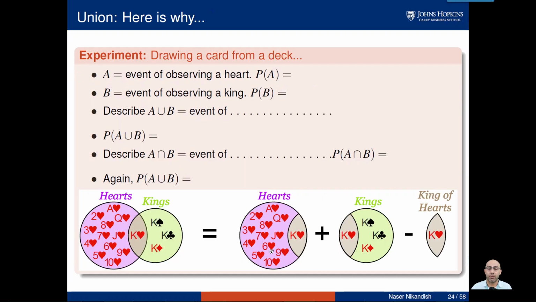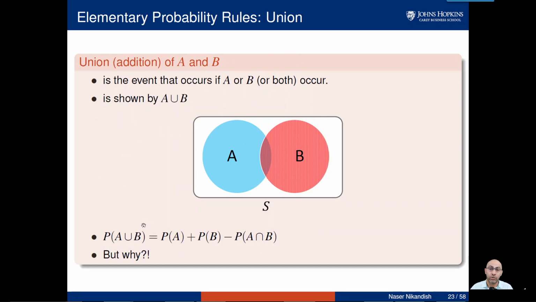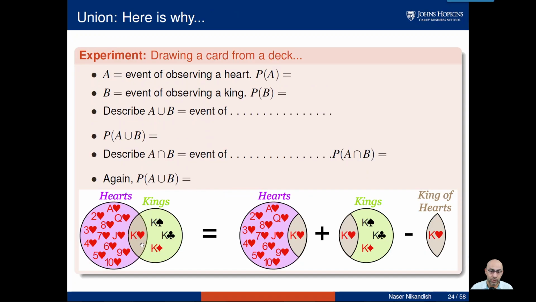Here is one example, all right? Again, event A is getting a heart, event B is getting a king. P of their union is going to be P of heart, which is this whole area right here, plus P of B, probability of king, right? So you see that I'm double counting that king of hearts. In order to adjust for that, I need to subtract that one time. That king of hearts happens to be the intersection of hearts and kings, all right? So that justifies this formula: P of A union with B equals P of A plus P of B minus P of A intersection with B.